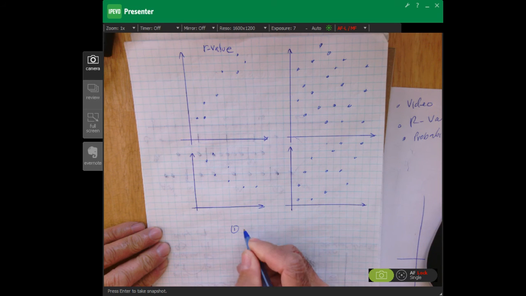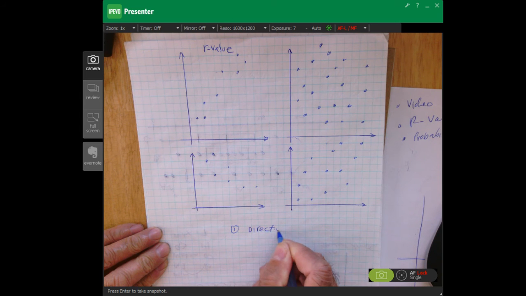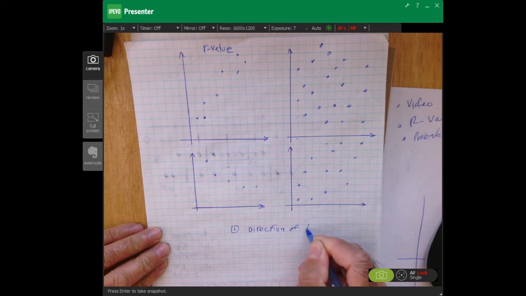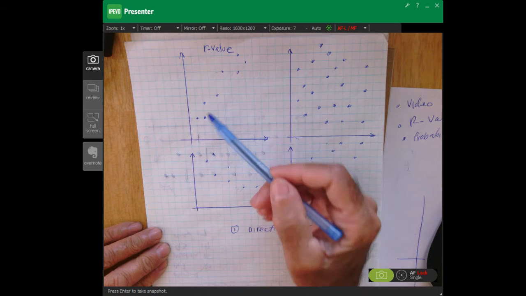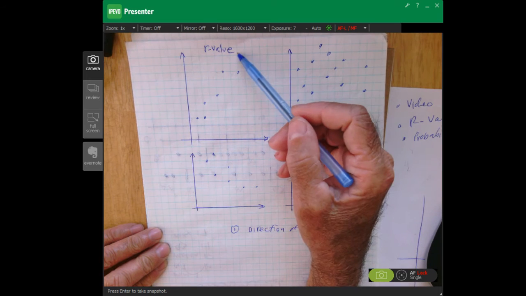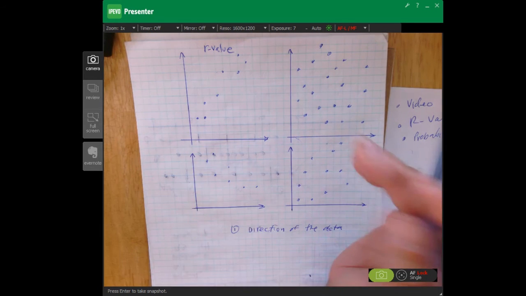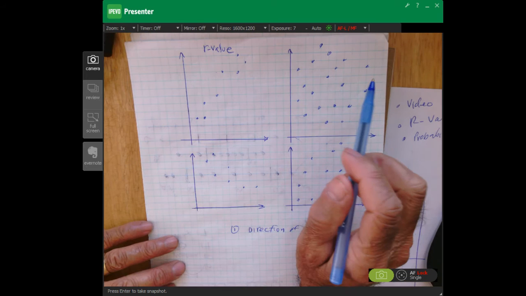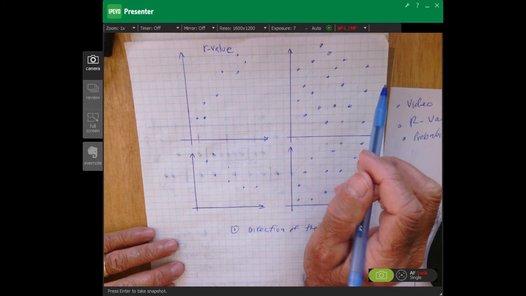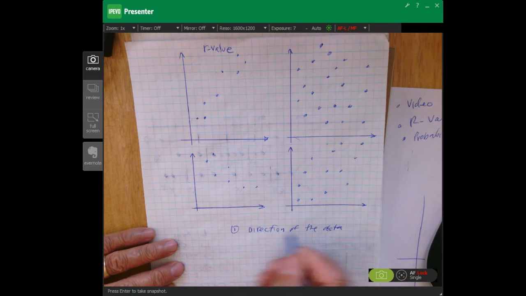Okay, the first thing it tells you is direction of the data. In other words, is it going up to the right, down to the right, or is it just kind of random and goes all over the place? Okay. Now, the way you determine the direction of the data is by the sign.